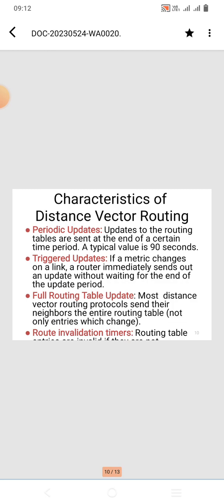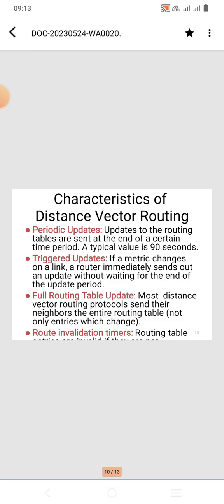How is routing done in distance vector? It uses parameters like periodic updates and triggered updates. Periodic updates means the routing table is sent at the end of each certain time period, typically 90 seconds. A triggered update means that if a metric changes on a link, a router immediately sends out an update without waiting for the end of the periodic update. It can be a full routing table update.